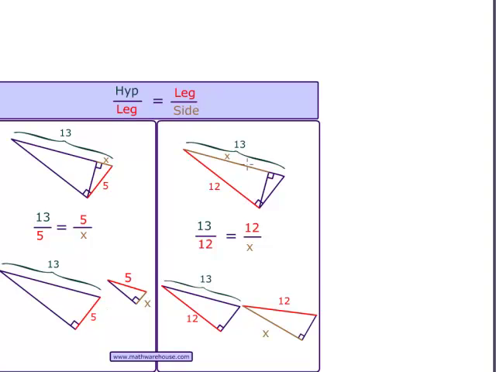And let's say the problem was a little different and we were trying to find this part, x, and this leg of the giant outer triangle. Then hypotenuse leg side would say 13 over 12 goes with 12 over x. Alright? So this picture here is just to show you that HLLS simply goes back to the main definition of similar triangles, which is that their corresponding sides, 13, 5, 5, x, or in this case 13, 12, 12, x, are proportional and can be set equal.